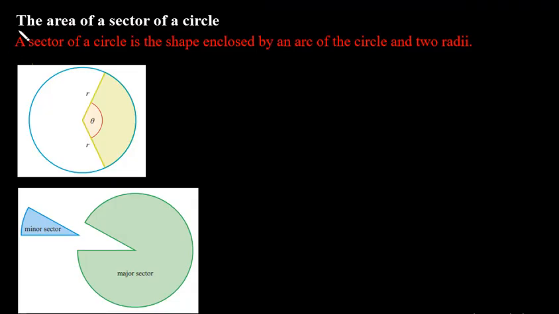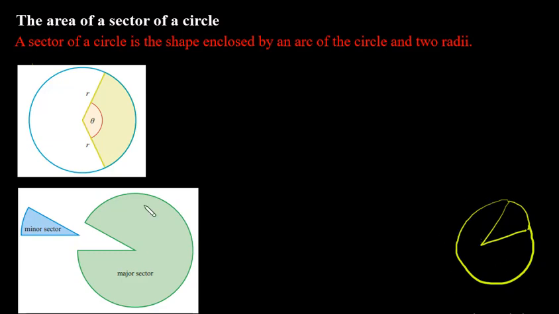And now we are going to talk about the area of a sector of a circle. First of all, we need to understand what a sector is. A sector of a circle is the shape enclosed by an arc of the circle and two radii. Imagine it's like a piece of cake. This is called a sector. It's made from an arc and two radii, and it is a part of a circle.